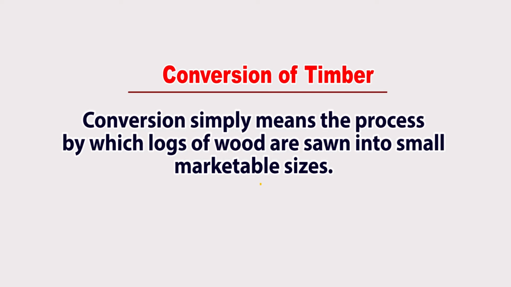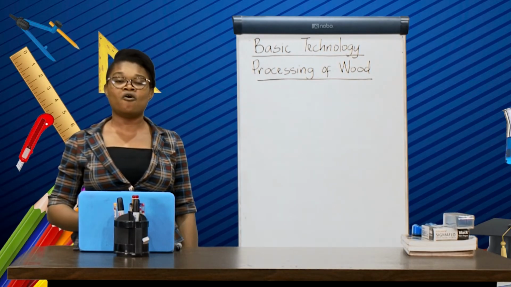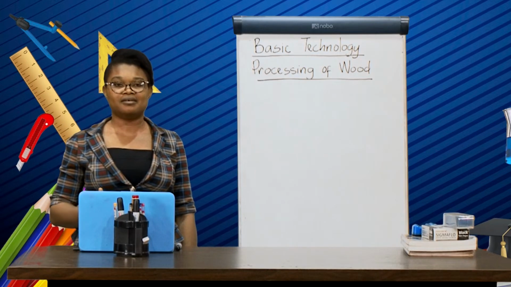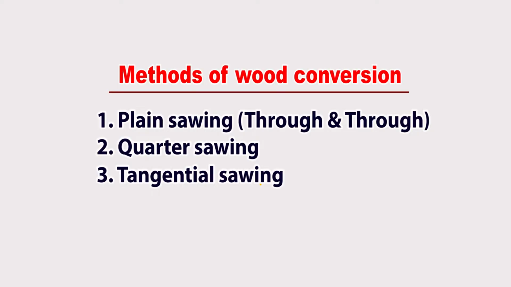I come again. Conversion simply means cutting this log and timber into marketable what? Sizes. So now we will be looking at the methods of cutting timber, the methods of conversion of timber. The first one is plain sawing, also known as true and true. The second one is quarter sawing, and then the last one we'll be looking at is tangential sawing.